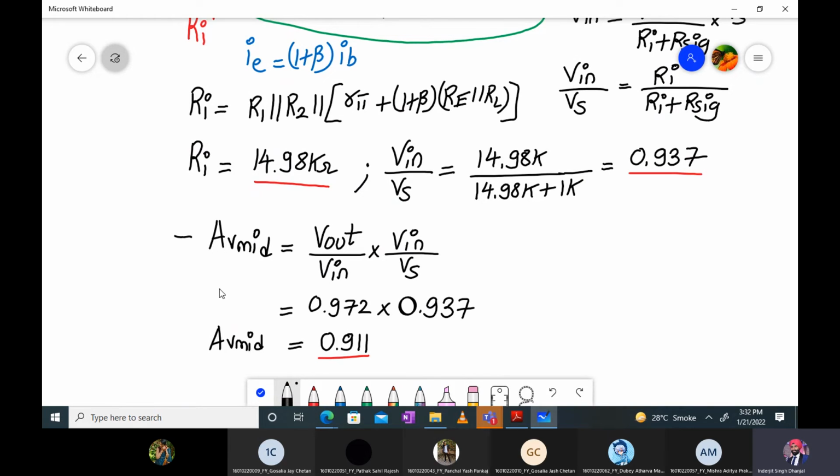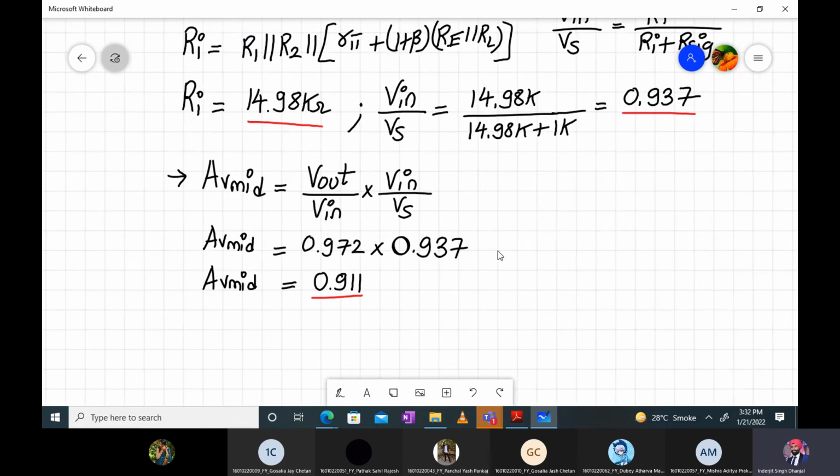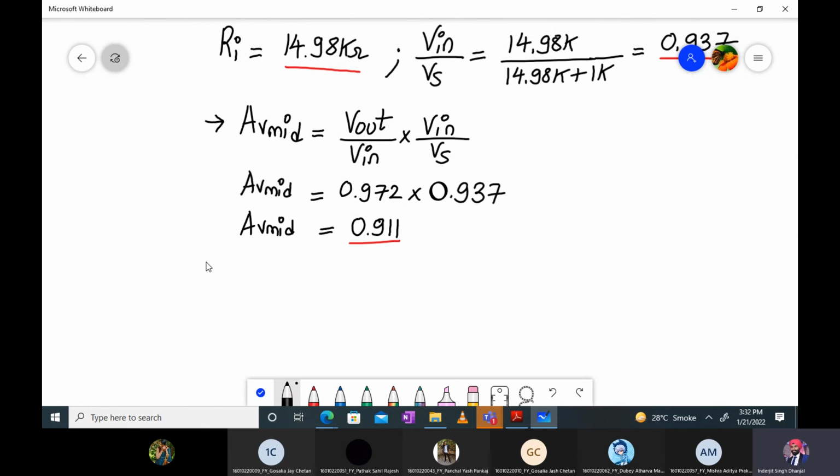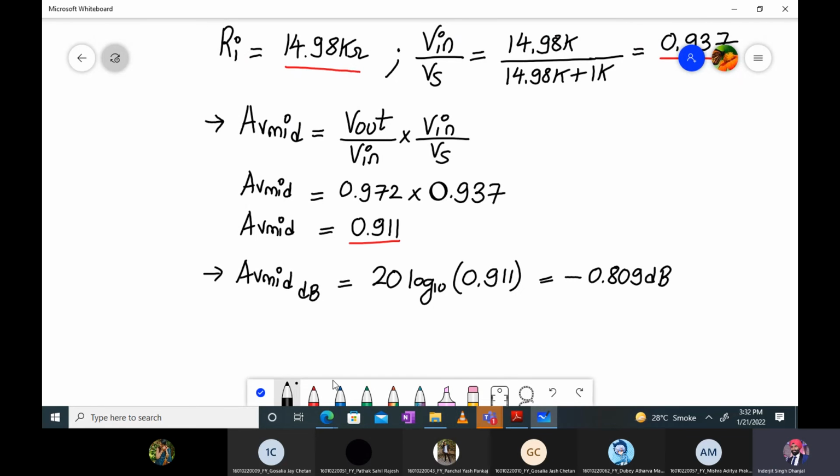If we want to convert into dB, it's not asked, but you can convert it into dB. So Av mid in dB will be given by 20 log to the base 10 of 0.911, and if it is less than 1, then it will be negative, so the answer will come out to be about minus 0.809 dB.